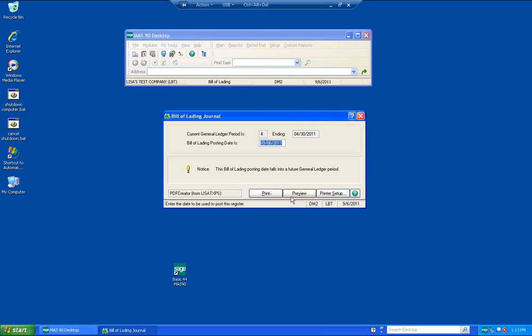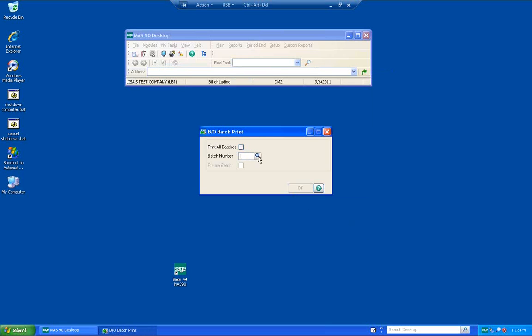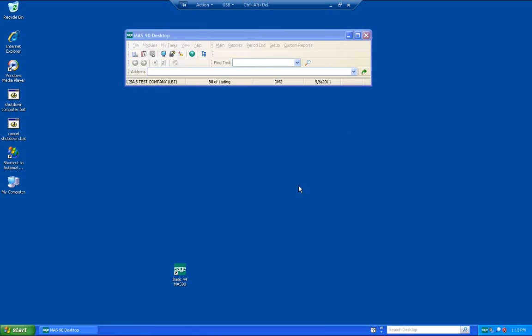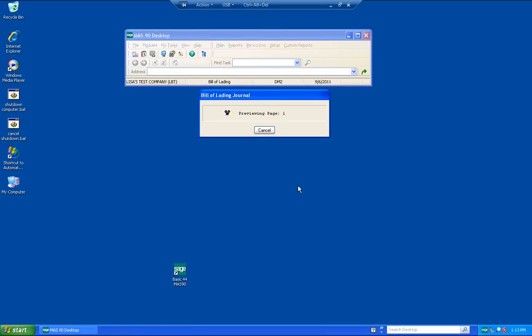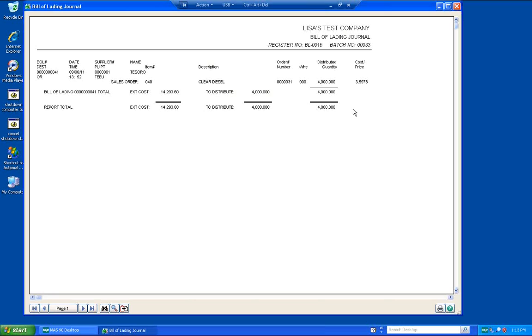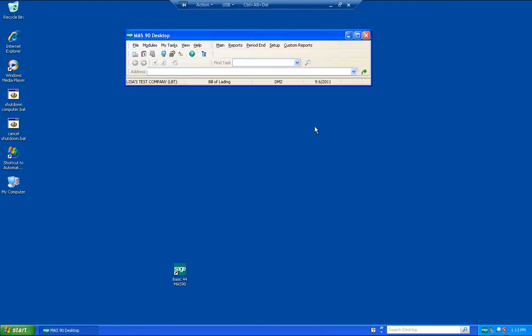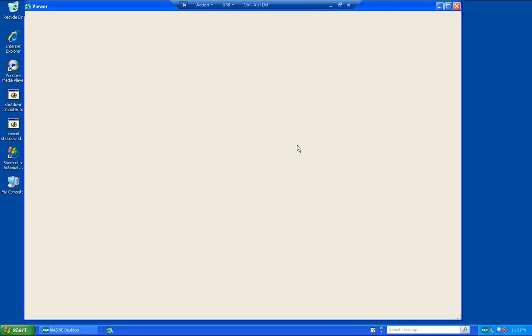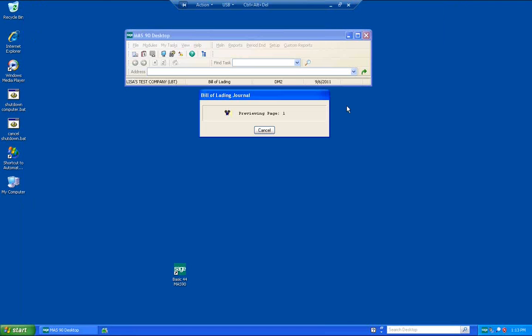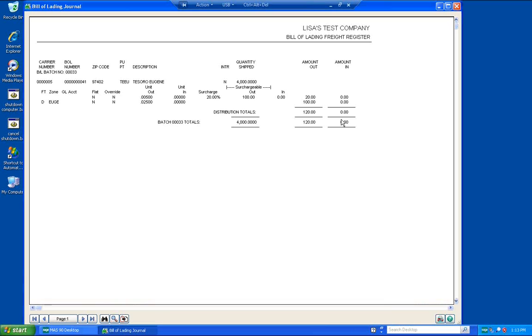Go to my journals, and now my journals are going to print. It's not going to want to reprice. Notice that you can see on the journal here that it's showing the price our user locked in. We're going to get all of our other journals. The tax journal, the freight journal. Notice on the freight journal, I am charging the customer freight.